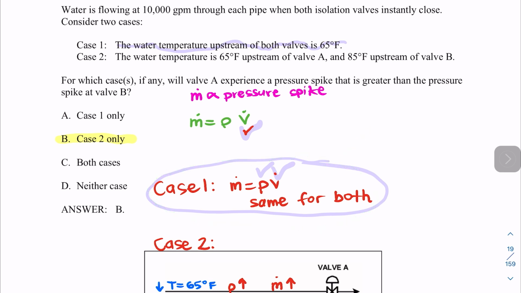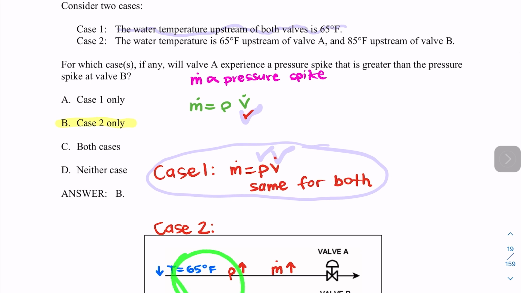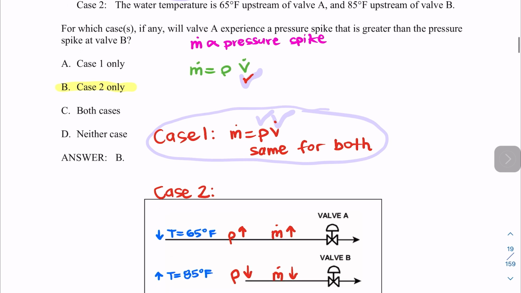Everything is the same. Both have the same mass flow rate for case one. Now, case two. Case two states the water temperature is 65 degrees Fahrenheit on bulb A. So bulb A has this, right? And then bulb B has a higher temperature.